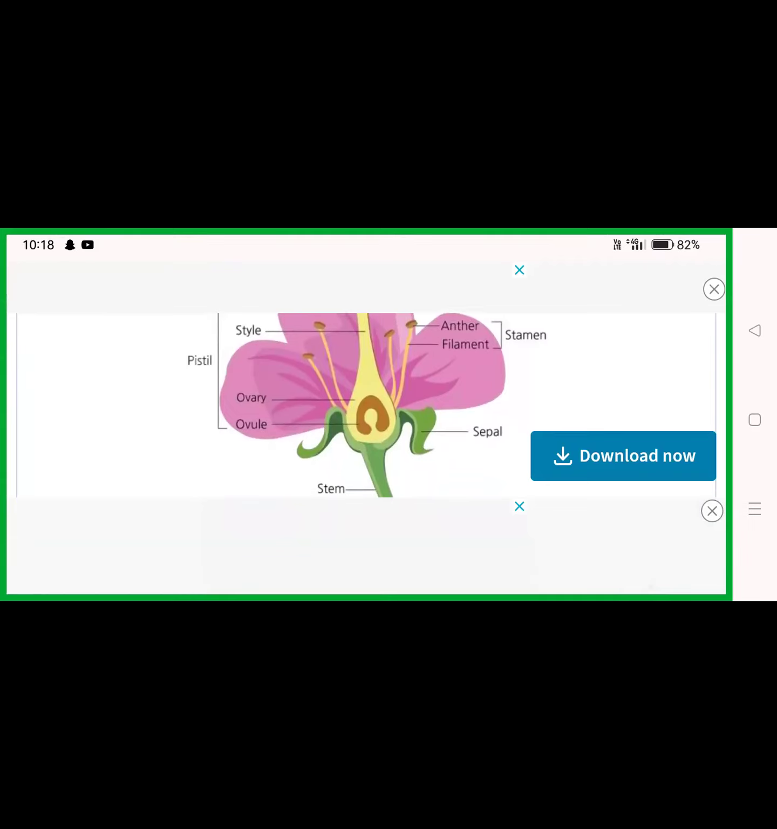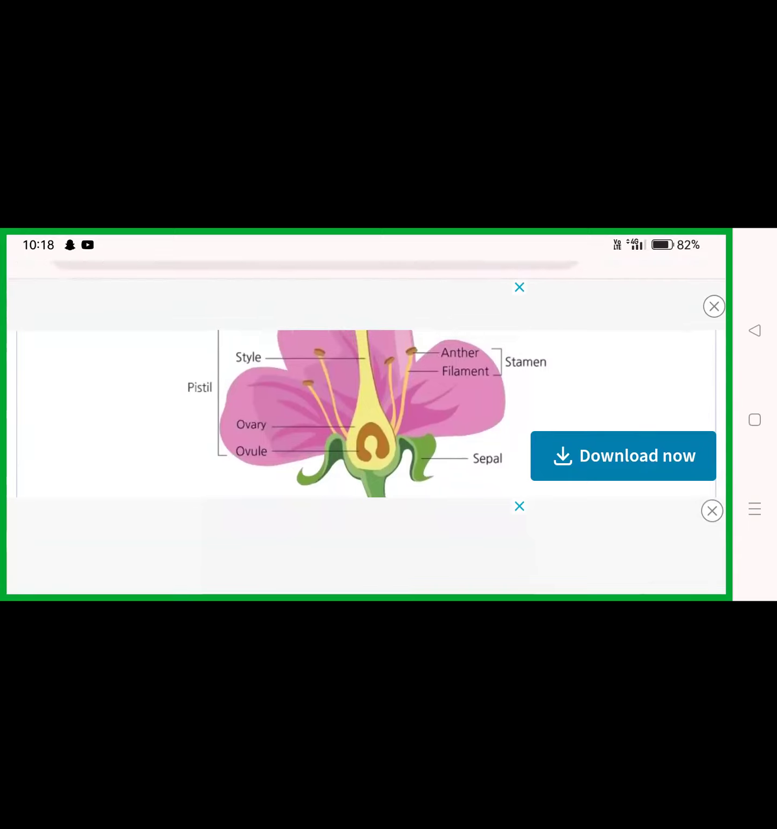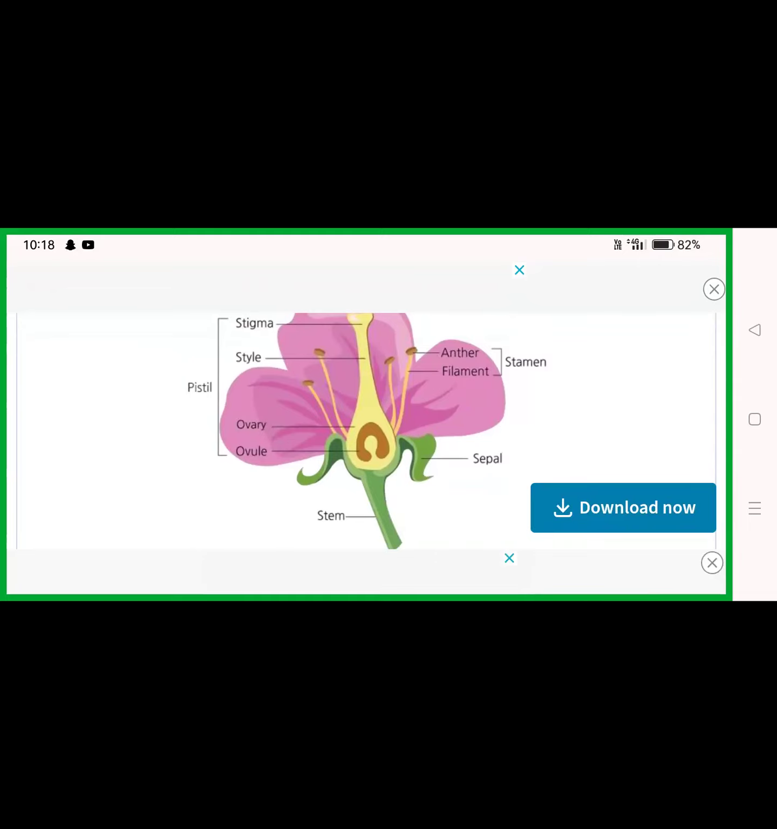After that, corolla. The flowers owe their charm mostly to the bright and gorgeous color and attractive forms of corolla. So pink colors are there. That is the corolla. The individual member of corolla is called petal. The main function of petals is to attract the insects for pollination. This is corolla. Individual member of corolla is called petal. Petal for corolla, and calyx for sepal.